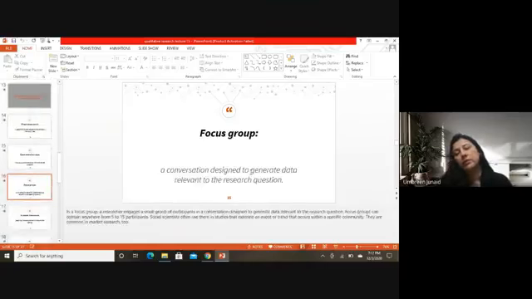Number three is a type of qualitative research method that is used: the focus group. A focus group is a conversation designed to generate data relevant to the research question. Now, what happens in a focus group? A researcher engages a small group of participants in a conversation designed to generate data relevant to the research question. Focus groups can contain anywhere from 5 to 15 participants. Social scientists often use them in studies that examine an event or trend that occurs within a specific community. They are common in market research too.